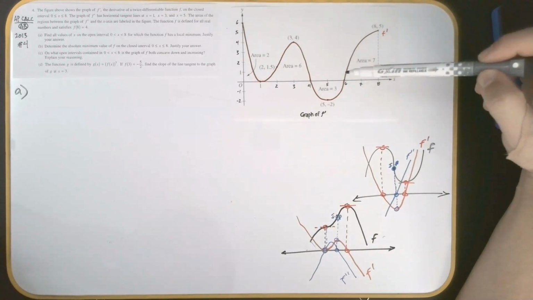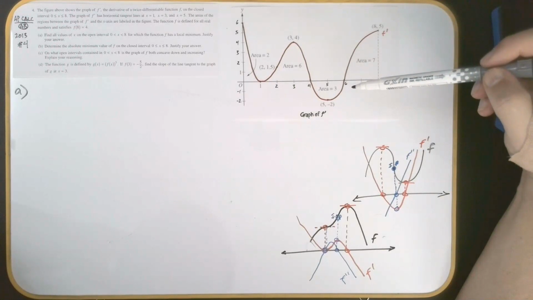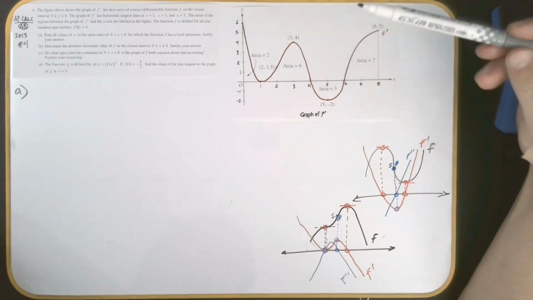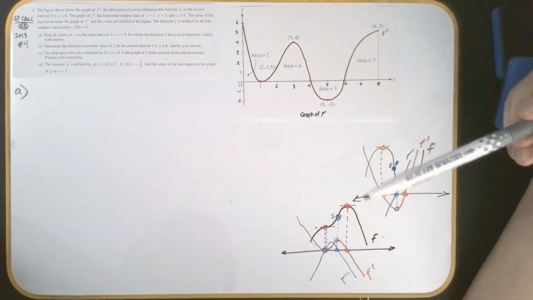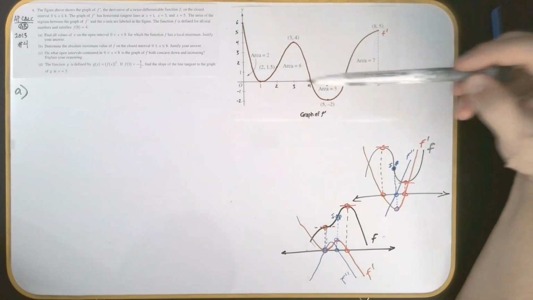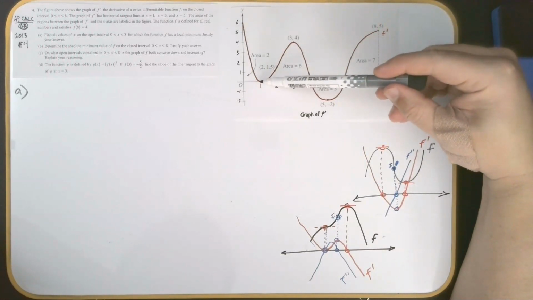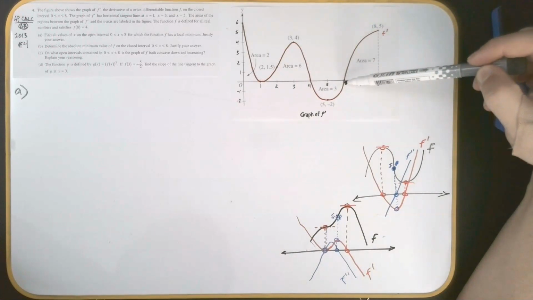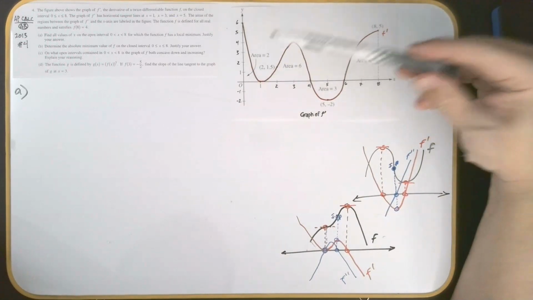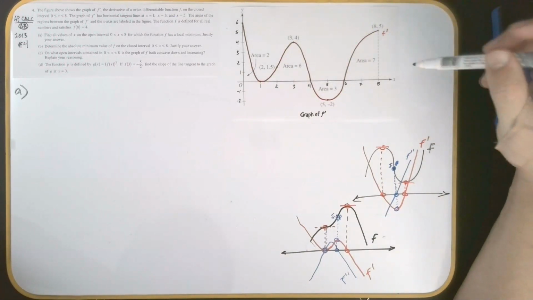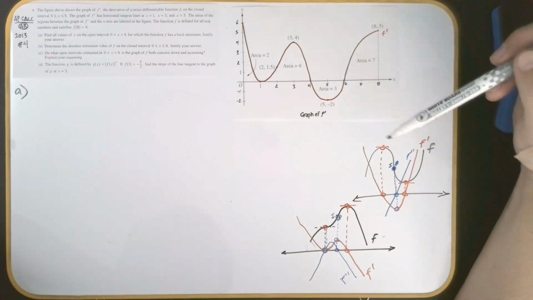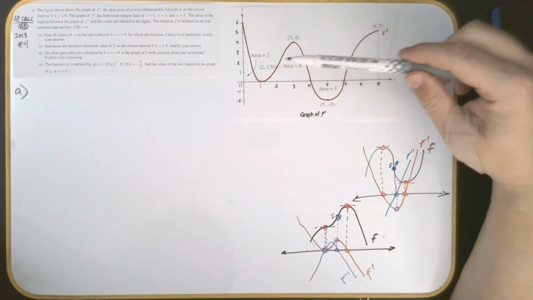The graph of f prime has horizontal tangents at 1, 3, and 5. Now, it's very surprising that they actually said that, because that's something you could have concluded on your own. There's a kiss, of course there's a horizontal tangent, and there's one there, and there's one there. We actually already knew that. It was weird that they said that they were there. The areas of the regions between the graph of f prime and the x-axis are labeled on the figure.